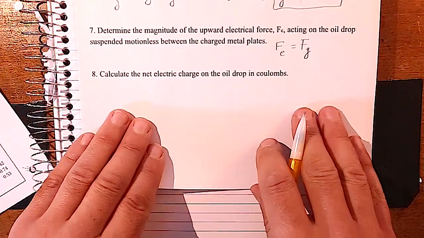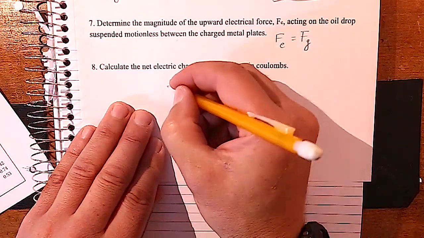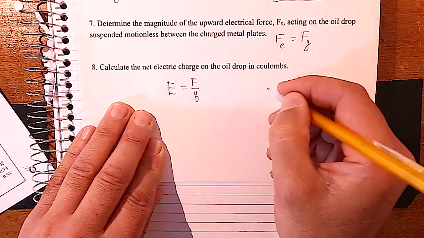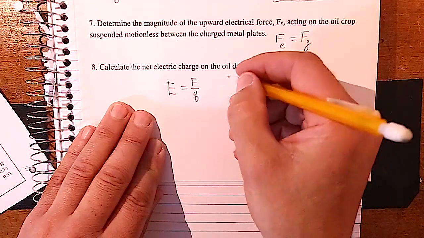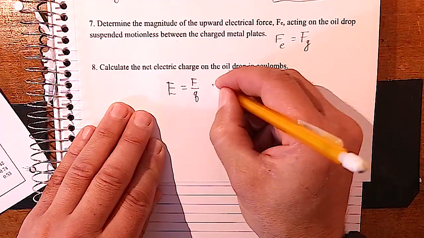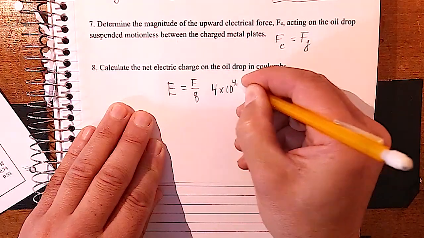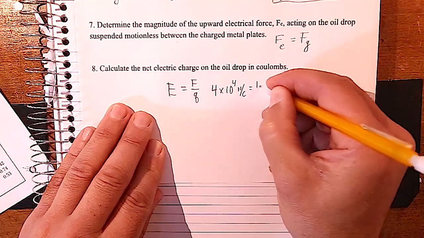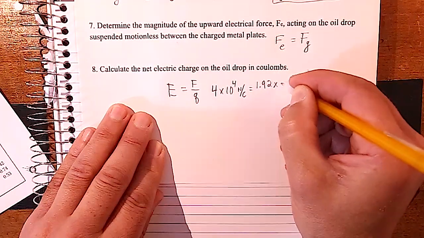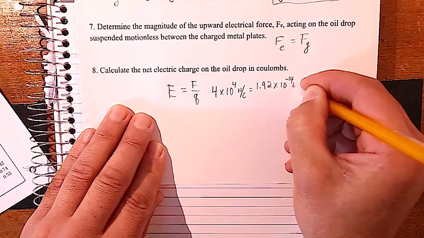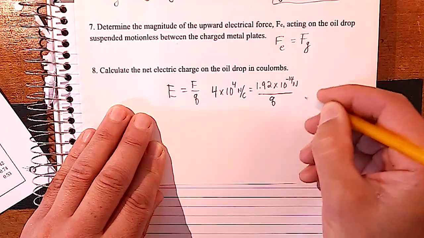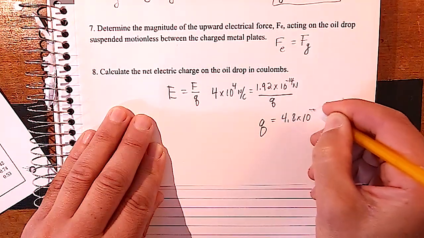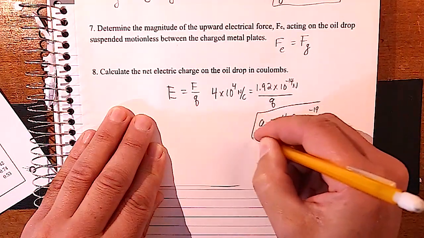And last, it says calculate the net electric charge on the oil droplet. Well, because we know the force, we can get the charge from E equals F over Q. They gave us the electric field, that was 4 times 10 to the 4th newtons per coulomb, and that's equal to the force, which was the 1.9, I rounded it off, it was 1.92 times 10 to the minus 14th newtons over Q. So Q comes out to 4.8 times 10 to the minus 19th coulombs.